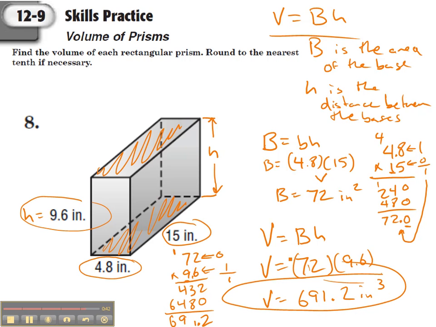So now you have number 1 that's completed and number 8 that's completed. Follow those two examples and do the other 7 the same way, and I'll see you in the morning.